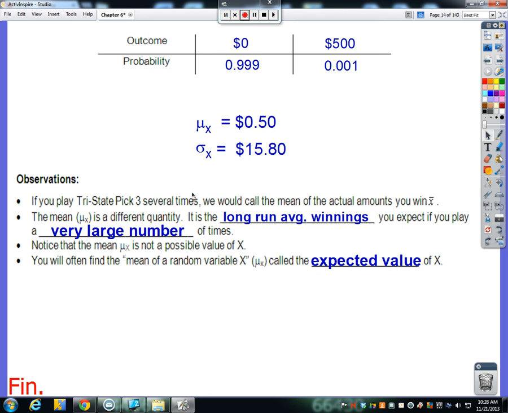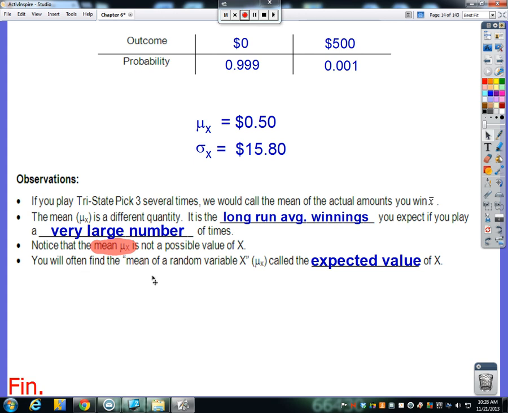But if you were just to play maybe 10 times, that's not a very large number. So the actual mean that you would win off your 10 times, we would refer to as just X bar. That would be like a sample of the population. Another thing to notice is that our mean value of 50 cents is not actually a value in our probability distribution table, which is fine. Very rarely will the mean be one of the possible values in your table.